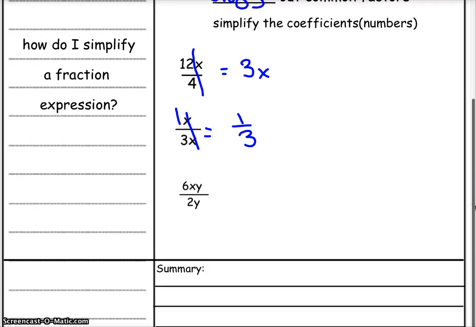And the last one for today, what can I cancel out on this last one? 1. Okay, and what's 6 divided by 2? So I'm left with 3, and then what else? X. Done.